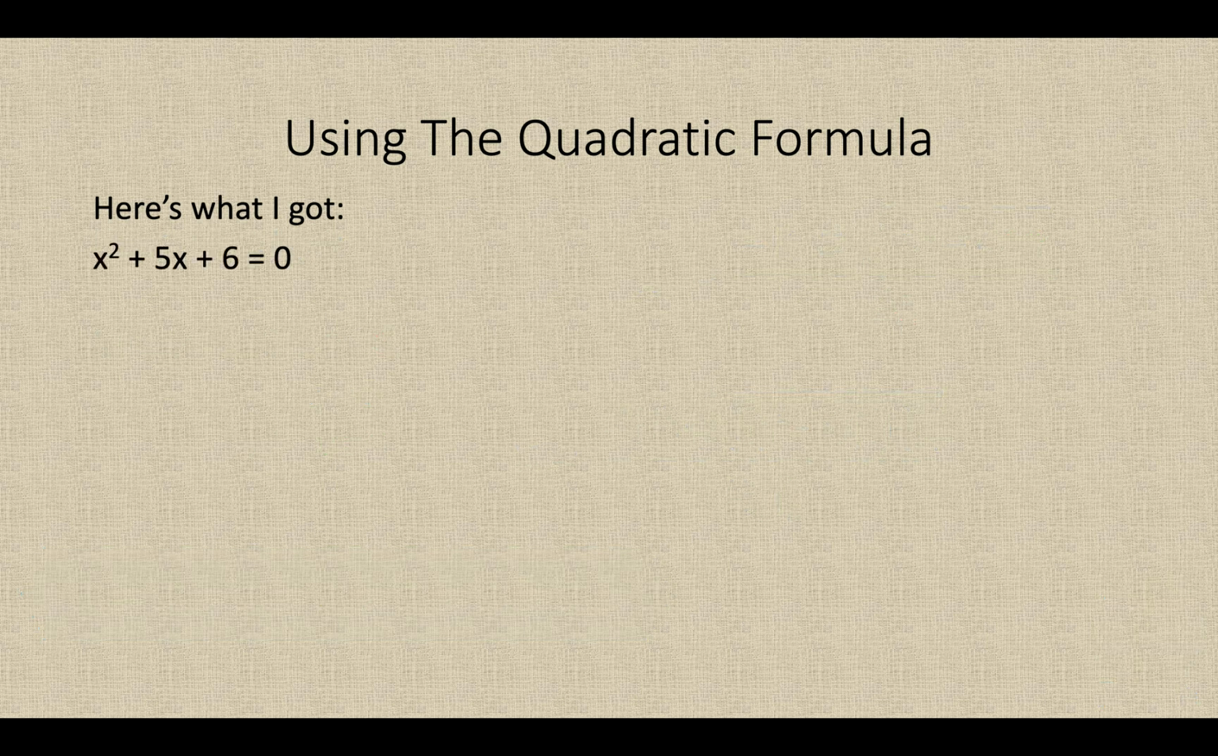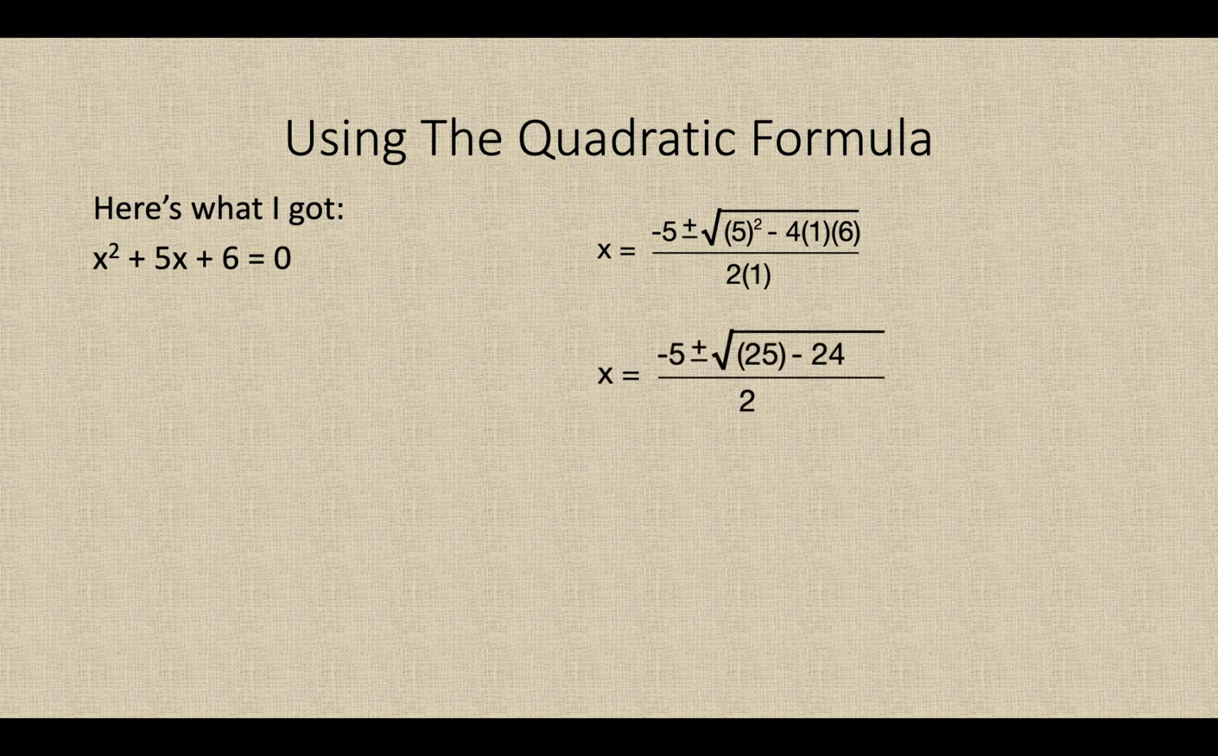So here's what my work looked like. I start with my quadratic formula equation, and I start to simplify. So I square my 5, and I end up with 25, and then I multiply these three numbers. So 4 times 1 is 4, times 6 is 24, and make sure we keep our sign, so minus 24. And here we've got 2 times 1, so 2 times 1 is 2. So that's my first step.